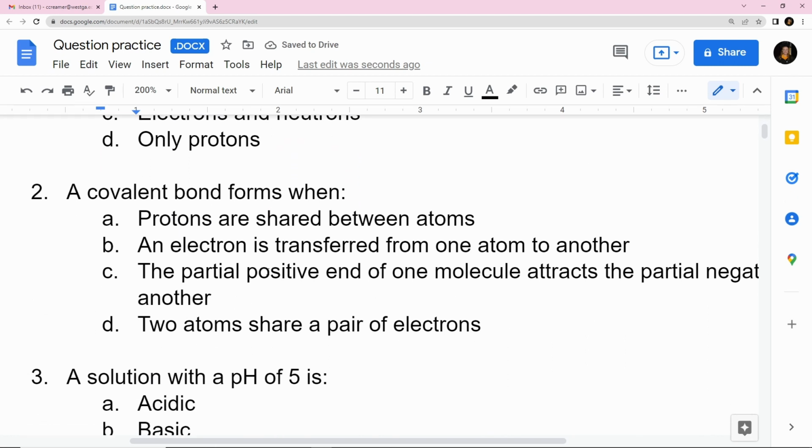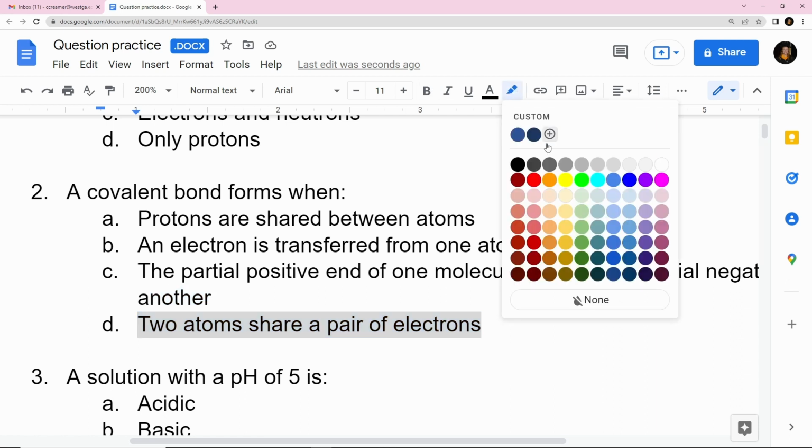All right, our next question. A covalent bond forms when protons are shared between atoms, an electron is transferred from one atom to another, the partial positive end of one molecule attracts to the partial negative end of another, or two atoms share a pair of electrons. And if you chose D, share for covalent, you would be correct.